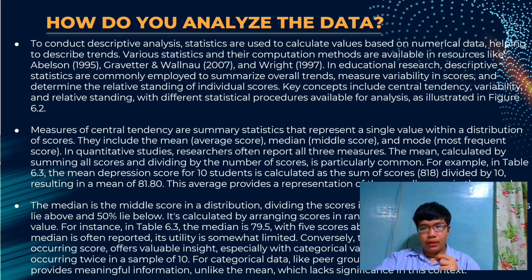the most frequently occurring score offers valuable insight, especially with categorical values. In Table 6.3, the mode is 76, occurring twice in a sample of 10. For categorical data like peer group affiliation in Table 6.4, the mode provides meaningful information, unlike the mean, which lacks significance in this context.